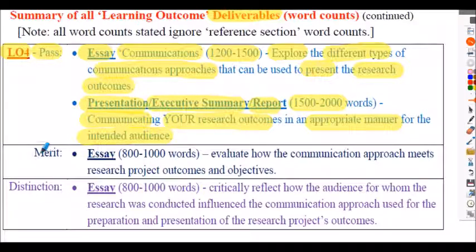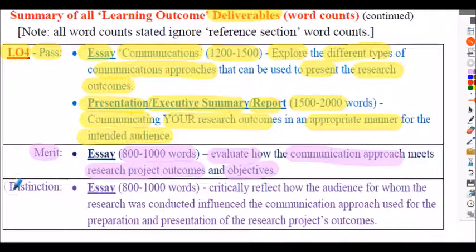For merit grade, another essay, 800 to 1,000 words. Evaluate how the communication approach meets the research project outcomes and objectives. So that will now compare your outcomes and your findings to the originally proposed hypothesis or research questions.